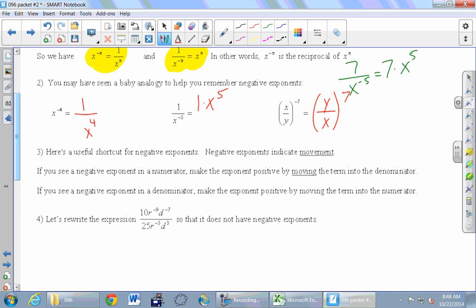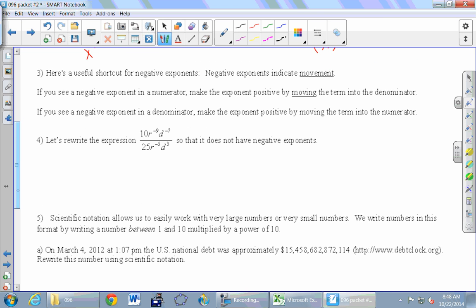Okay, so negative exponents we're now going to perceive as just representing motion. They move. Things from up on top of fractions move to the bottom. Things on the bottom move to the top. So let's take a look at this example here. We're going to rewrite that expression so it doesn't have any negative exponents. This is a very common test or quiz question.